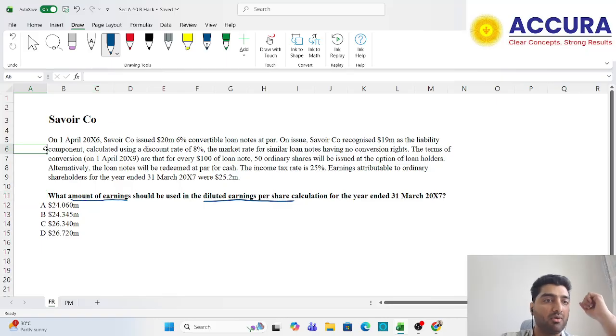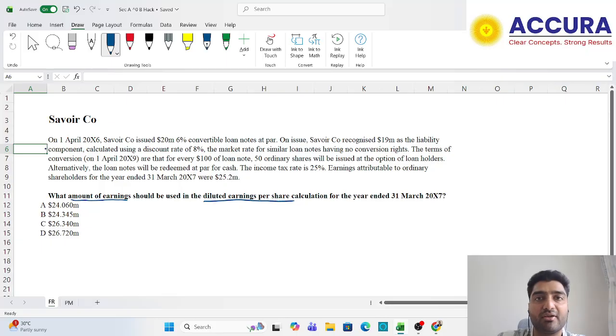Fine. On 1st April 2006, Savoy Company issued $20 million 6% convertible loan notes at par. On issue, Savoy Company recognized $19 million as the liability component, calculated using a discount rate of 8%. Now, the market rate for similar loan notes having no conversion rights. The terms of the conversion on 1st April 20x9 are that for every $100 of loan note, 50 ordinary shares will be issued at the option of loan holders. Alternatively, the loan notes will be redeemed at par for cash.